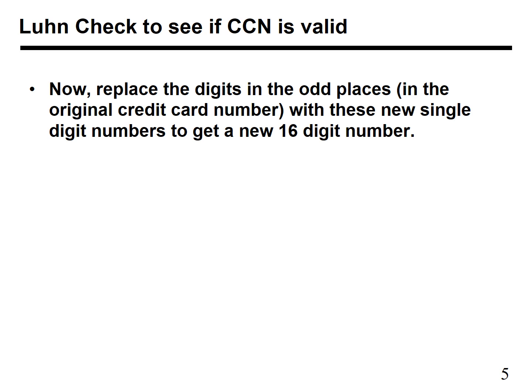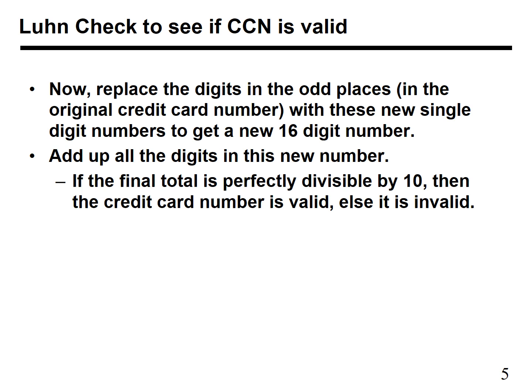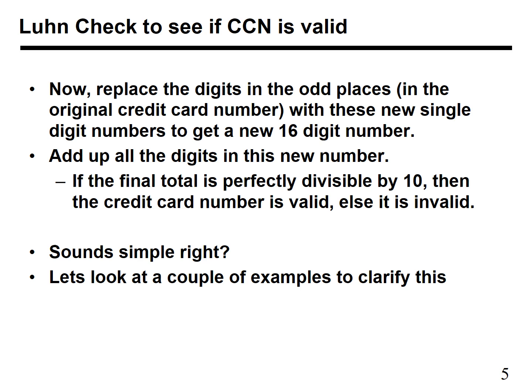Now, we replace the digits in the odd places in the original credit card number with these new single-digit numbers to get a new 16-digit number. And then we sum all these digits. If the final total of the sum of the 16 digits is evenly divisible by 10, meaning that the far right digit of the result is a 0, then it's valid. If it's any other digit, anything from 1 to 9, it's invalid. Sounds simple, right? I'm sure you're scratching your head. So let's look at an example, and this should make it clear to you how this works.